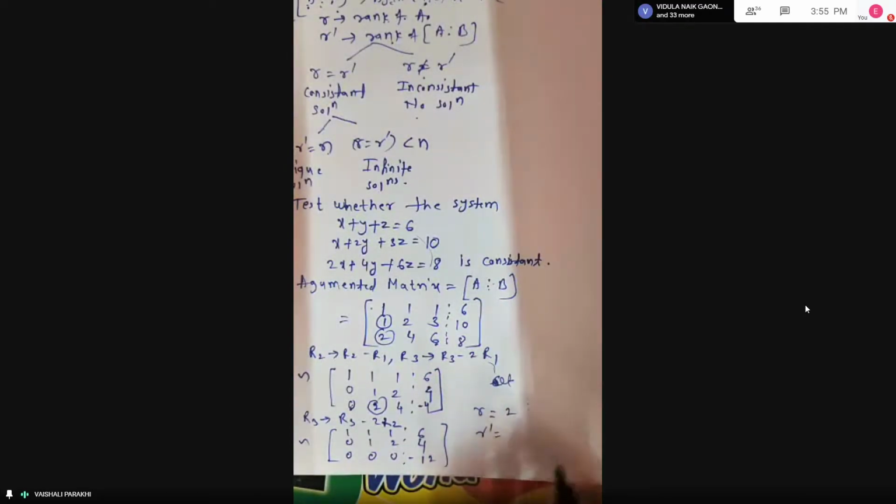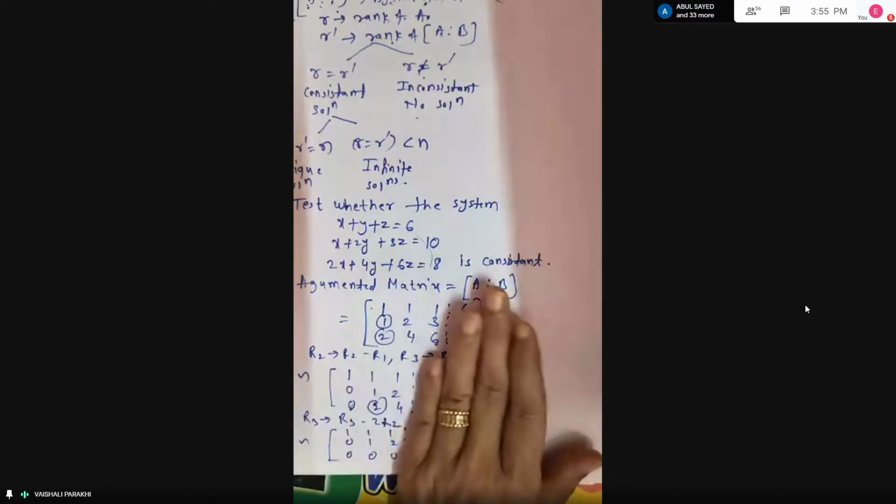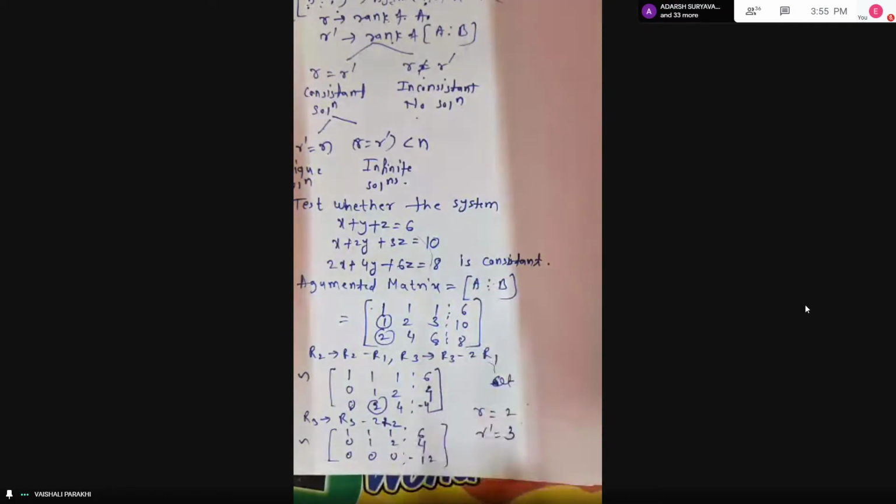And what is R dash? R dash is rank of whole matrix. Correct? So here we don't hide any column. So what is R dash? Rishikesh, what is R dash? 3. Yes. Very good. So when you find out R, you have to hide the last column, students. And when you find out R dash, you have to consider this as a single matrix, and R dash is 3. So what it implies? It implies that R is not equal to R dash.